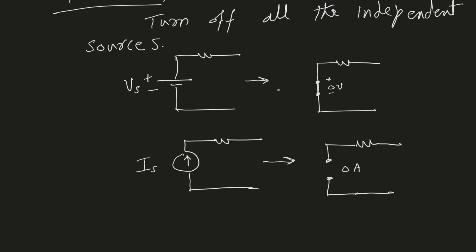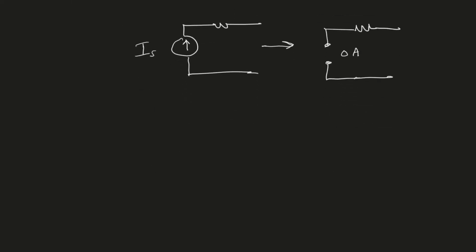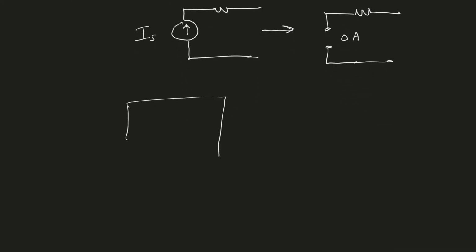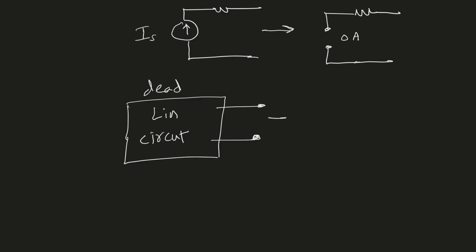So a voltage source will be replaced by a short circuit, and a current source will be replaced by an open circuit. Once we do that, this is our circuit, and we have turned off all the sources. So let's call this one a dead linear circuit. And these are the 2 terminals. We will see from this point what is the resistance of the circuit. The resistance of the circuit will be our Thevenin resistance. So this way we can find the Thevenin voltage and the Thevenin resistance, both of them.